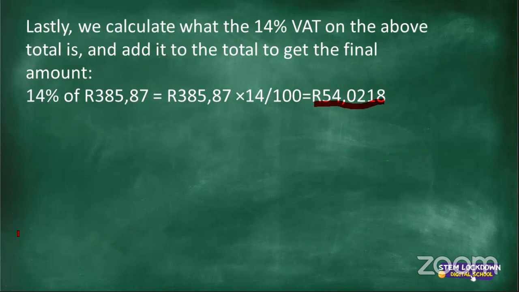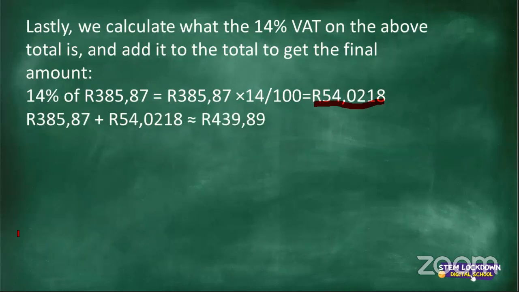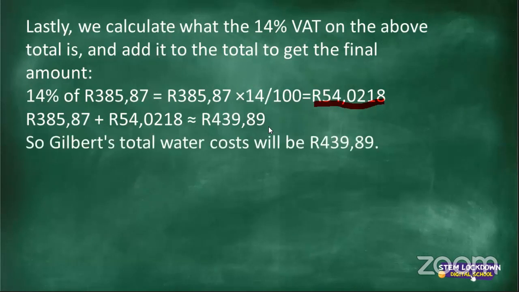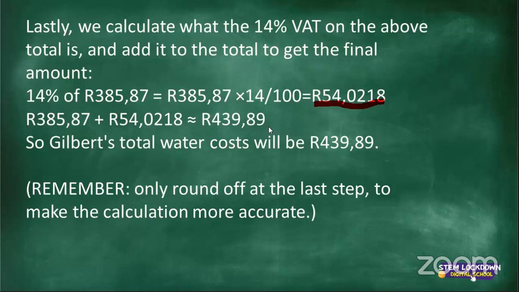The question says we need to calculate the amount which is VAT inclusive. So we then take our total, which is VAT exclusive, plus the 14%, then we get our 439 rands 89 cents, which is VAT inclusive. So Gilbert's total water costs will be 439 rands 89 cents. Remember, again, we will only round off at the last step to make the calculation more accurate.